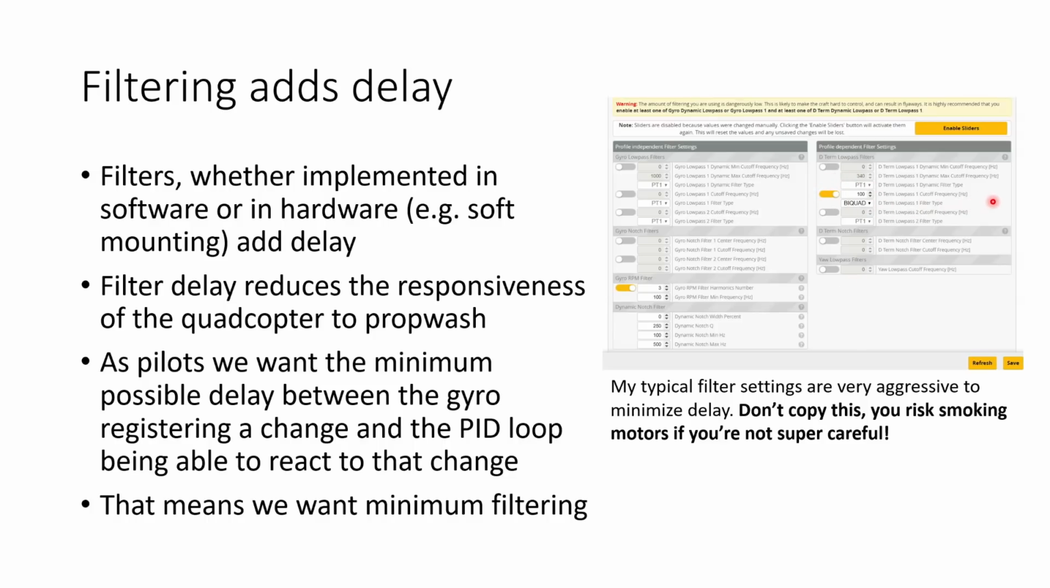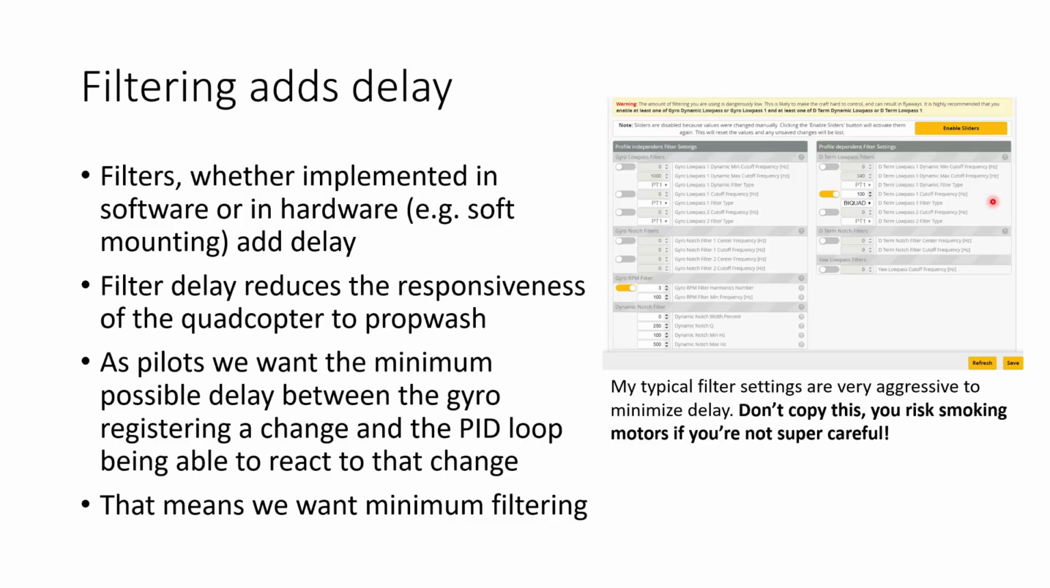And the reason that we need a low pass on the D-term is because the nature of the D-term means that it amplifies higher frequency noise more than it amplifies lower frequency noise. So without a low pass filter, you end up seeing an amplification of higher frequencies with the D-term. And that's something that you need to fight against with a low pass filter. My typical filter settings are really very aggressive. And this is to minimize the delay that I was talking about.